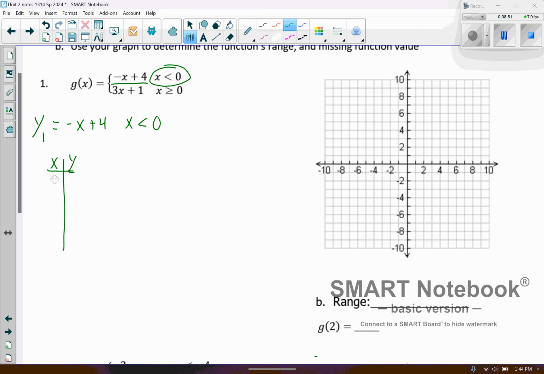So I do want to go ahead and plug in 0 for x. So I would get -0 plus 4. Well, that's just going to be 4. So I have a value at (0, 4). But remember, 0 is actually not included. So I'm going to put a little asterisk next to it, and we'll talk a little bit more about that in a minute.